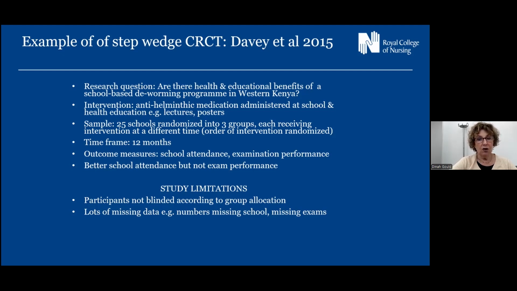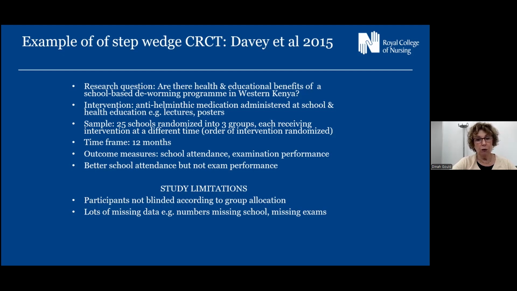One of the limitations of this study was that people weren't blinded according to their group allocation. If you're going to give somebody medication that is sufficient to make them pass large numbers of worms, you have to warn them that that's going to happen. Otherwise, they're going to be frightened, and you're going to really scare people. So it wouldn't be considered right or ethical to give them that medication.